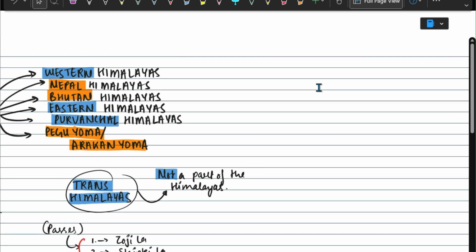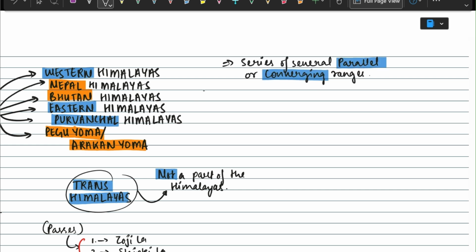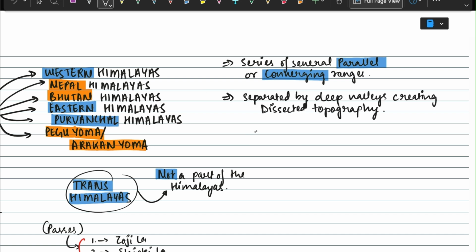Well, there's something more to this. The Himalayan ranges are a series of several parallel or converging ranges, and these are separated by deep valleys, creating dissected topography. Also, one thing that you can remember is that the southern slopes have a steep gradient and the northern slopes have gentler slopes.